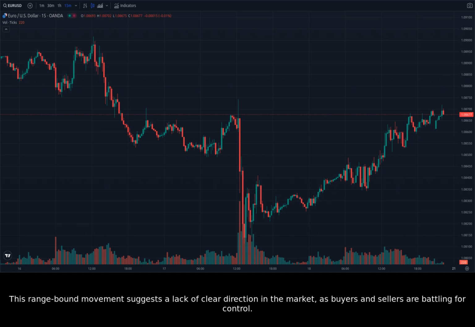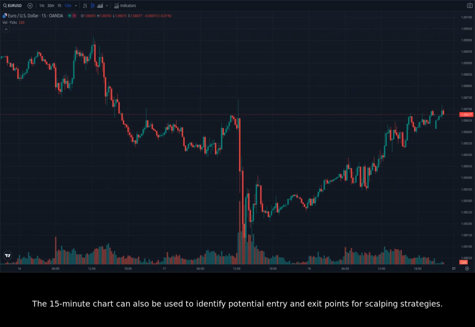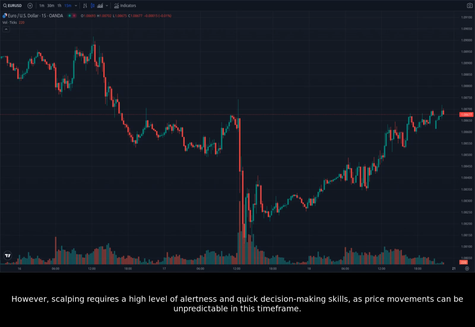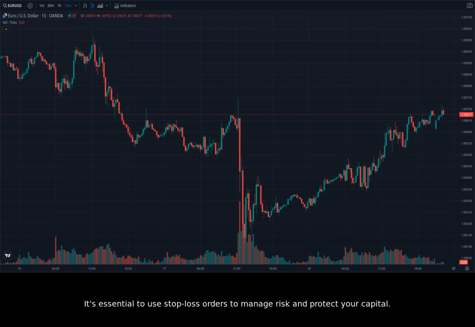The 15-minute chart can also be used to identify potential entry and exit points for scalping strategies. Looking for strong price action, like breakouts above or below the range, can present profitable opportunities. However, scalping requires a high level of alertness and quick decision-making skills, as price movements can be unpredictable in this time frame. It's essential to use stop-loss orders to manage risk and protect your capital.